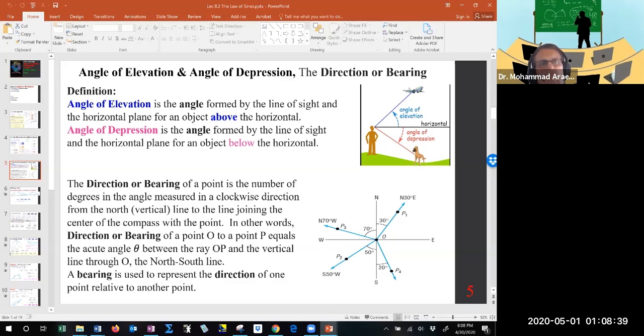Angle of elevation and depression were discussed, and what they mean. In short, in both cases, we compare to the horizontal line. If you're looking down, it makes up an angle of depression. If an object is above and you're looking up, then we are looking at the angle of elevation. We also discussed direction and bearing.